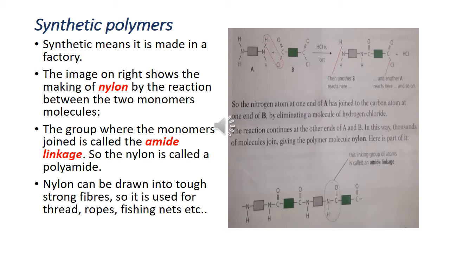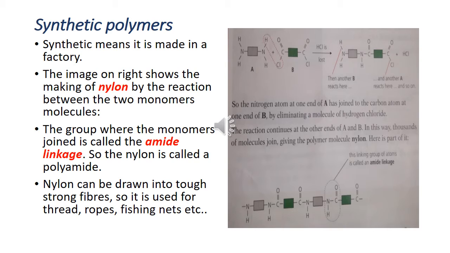The image on the right shows the making of nylon, which is a synthetic polymer, by the reaction between the two monomer molecules. Look at the reaction on the right hand side. The group where the monomers joined is called the amide linkage, which is given in a dotted circle. So nylon is called a polyamide.